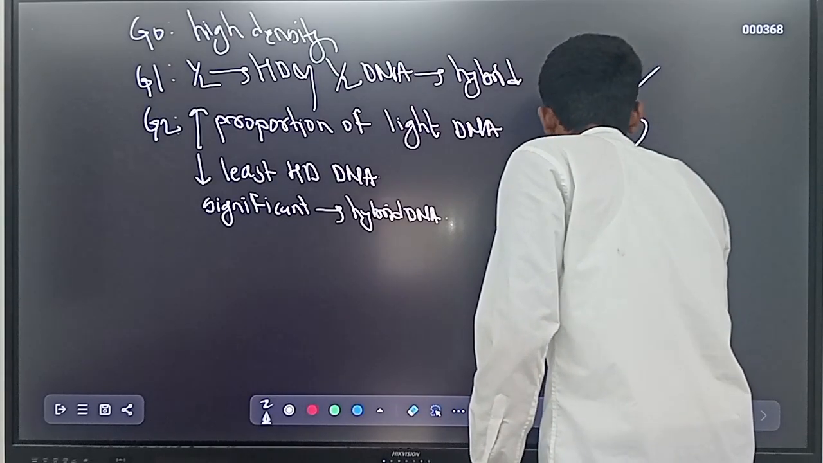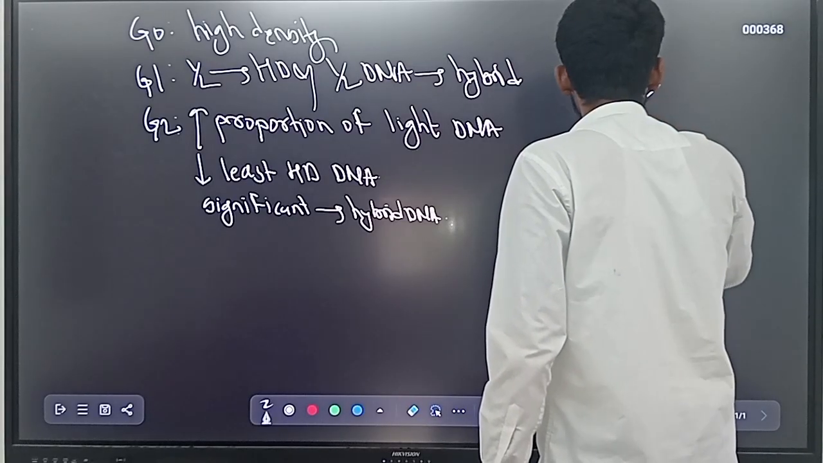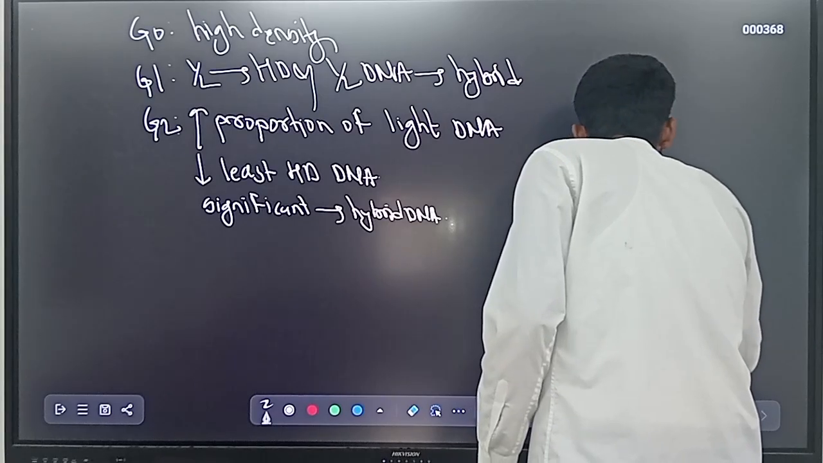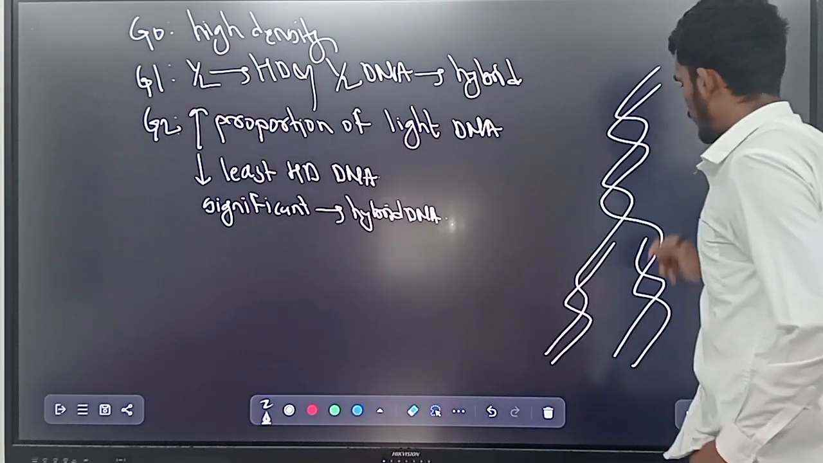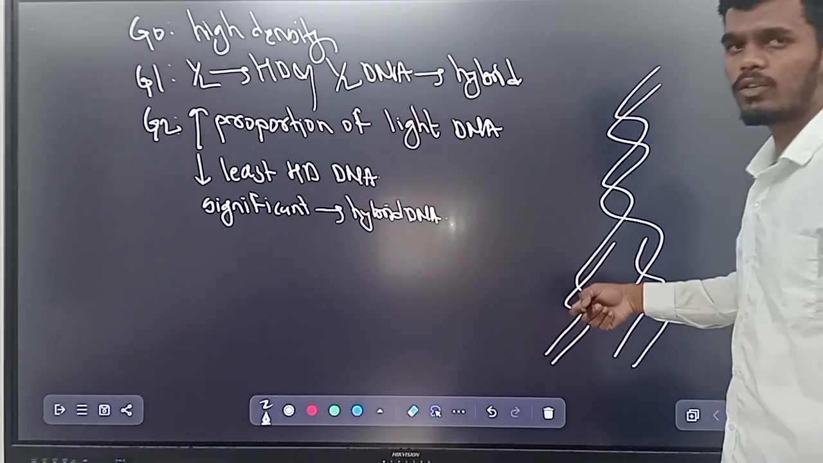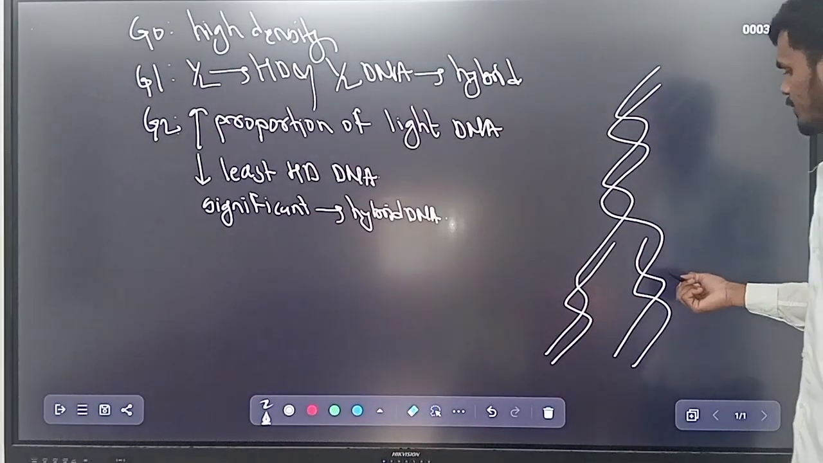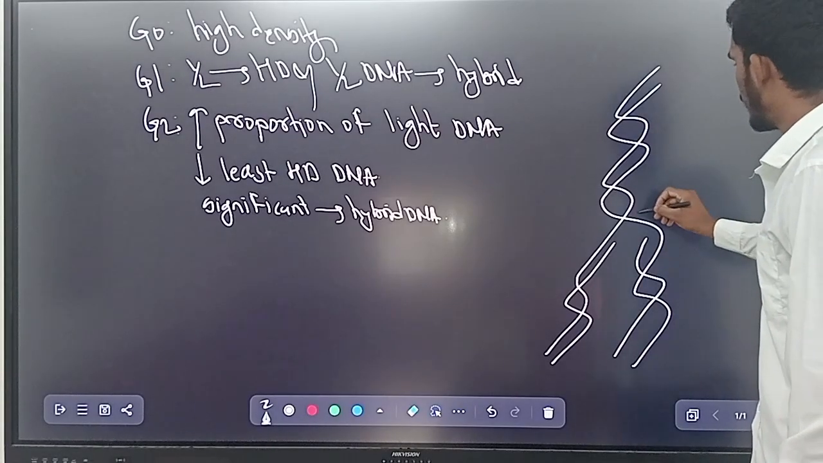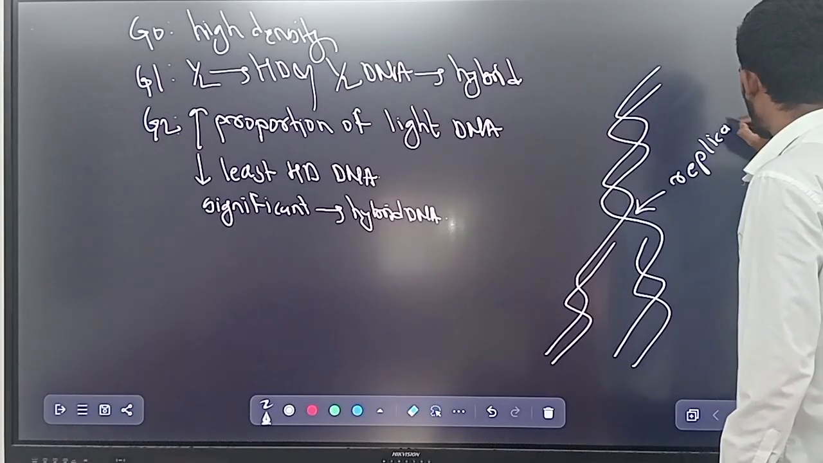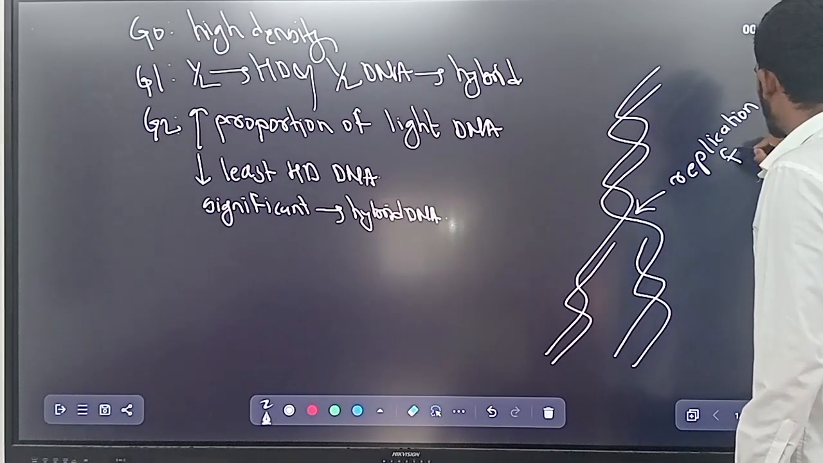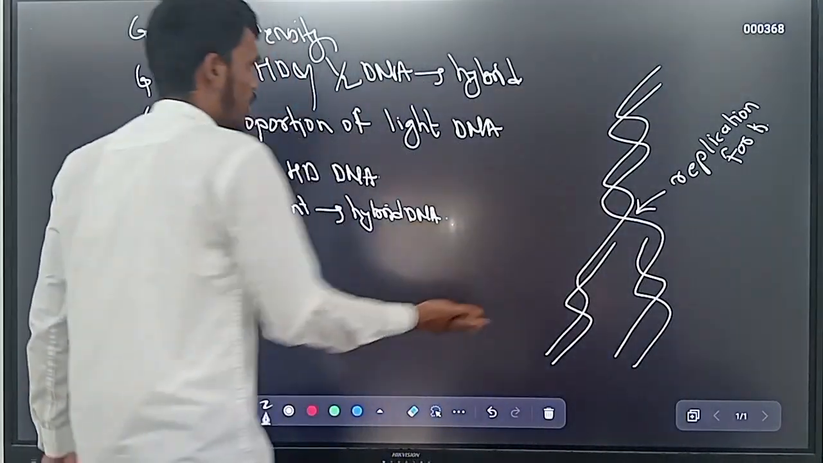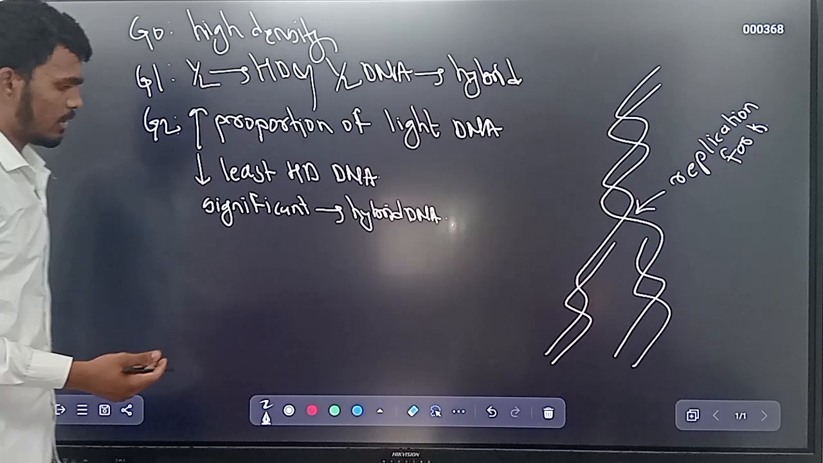and a significant amount of hybrid DNA. Each generation, like G0, G1, G2, was of a time which will help the culture double its amount. So what was the conclusion, or what was found through this experiment? It was found that the nature of the replication model is semi-conservative.